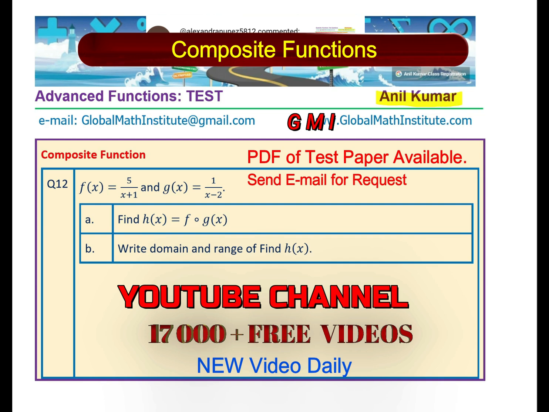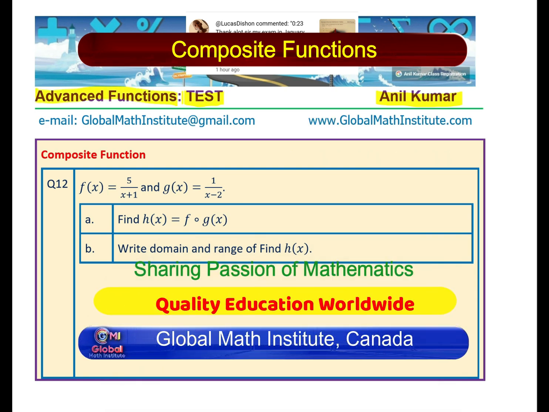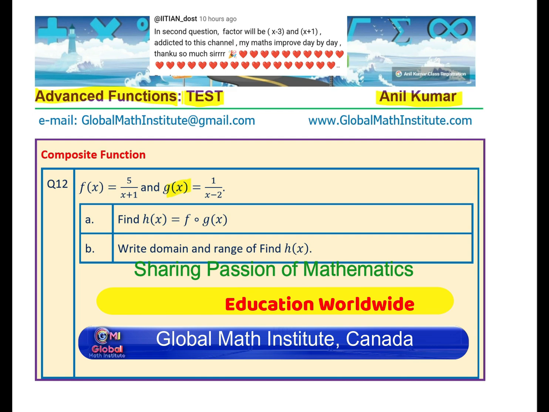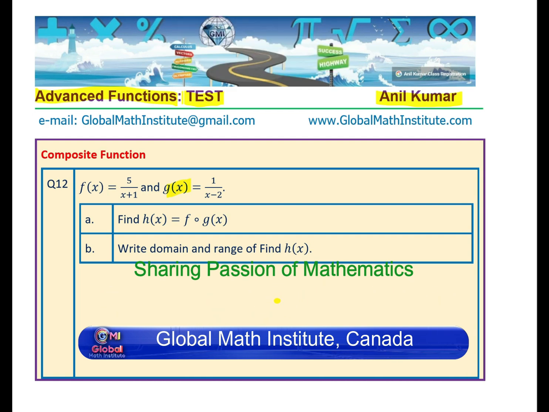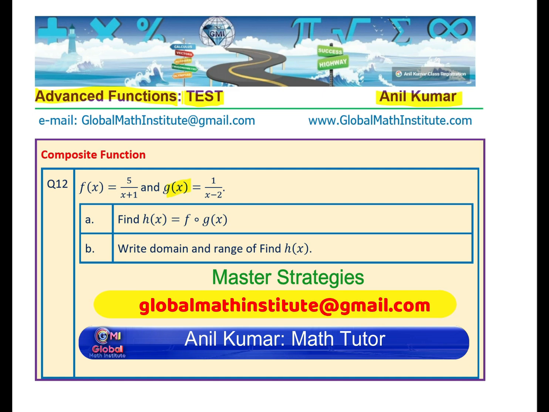Let us now look into the solution of question number 12 from our test paper on advanced functions. f of x equals 5 over x plus 1 and g of x is 1 over x minus 2. You need to find the function h of x, which is f of g of x. Part B is write the domain and range of h of x.